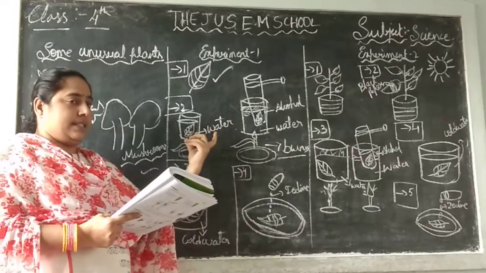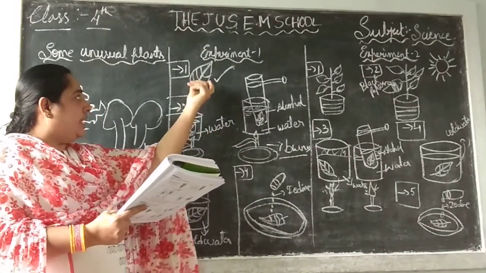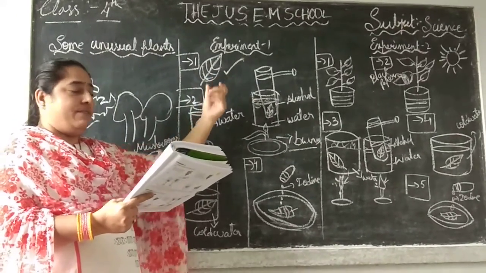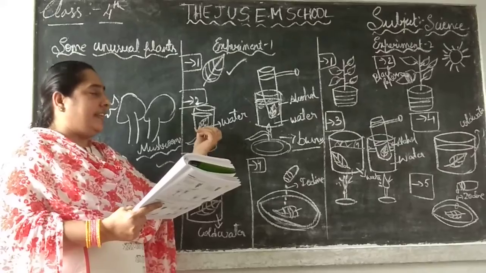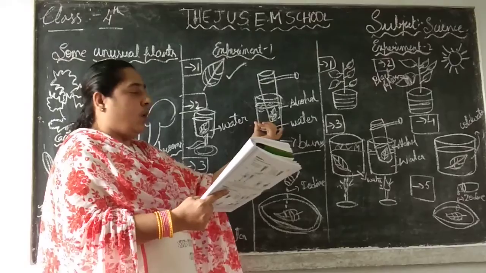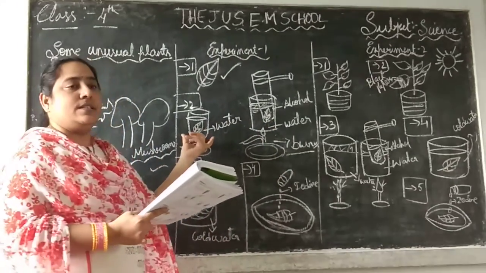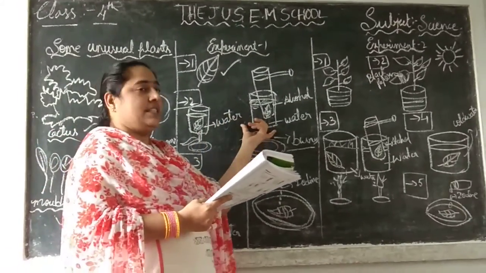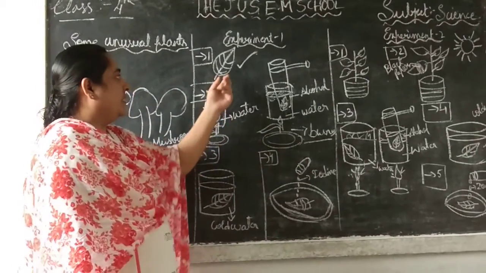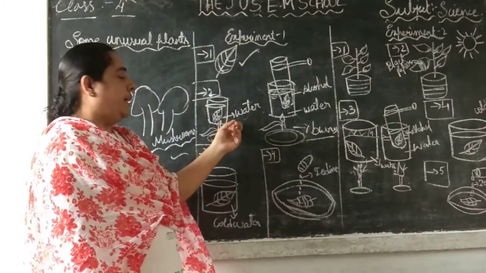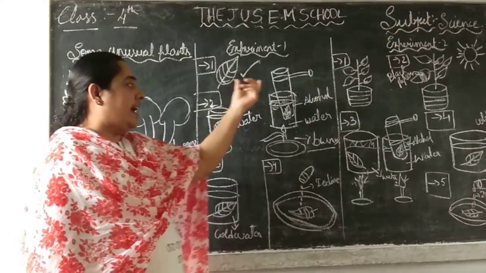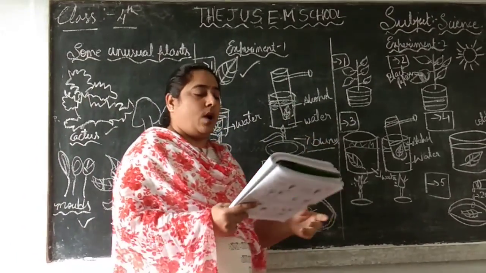Take two beakers. The first beaker contains water, and the second beaker contains alcohol and water. First you dip the green leaf in the water. Next, take this leaf and again dip it in alcohol and water.